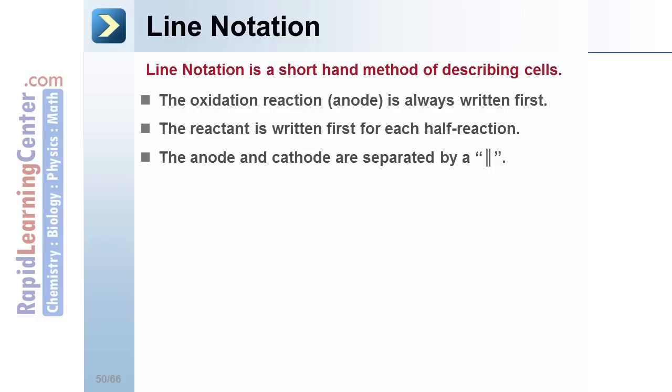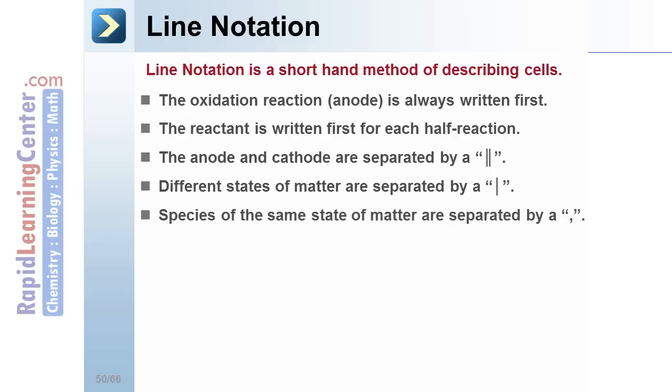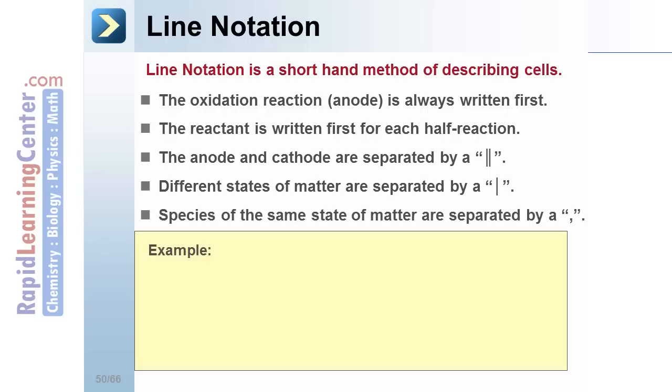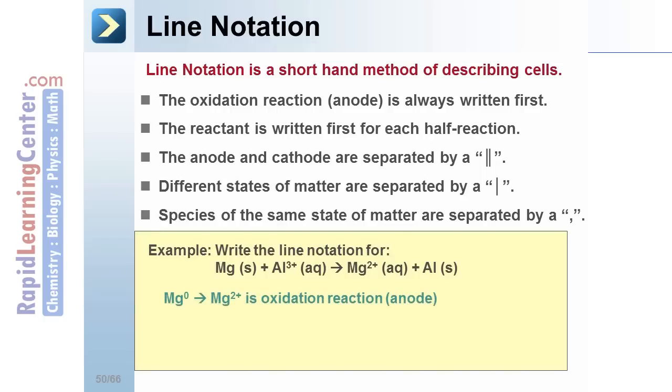The two compartments are separated by a double vertical line. Different states of matter are separated by a single vertical line. Species of the same state of matter are separated by a comma. For example, write the line notation for this reaction.